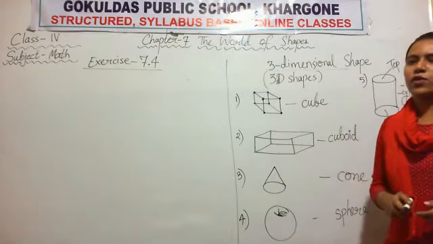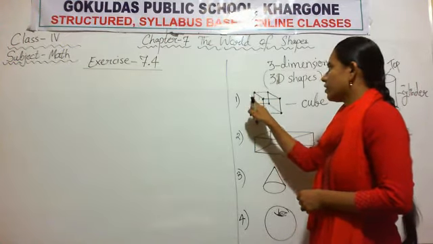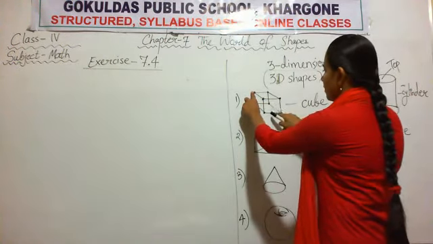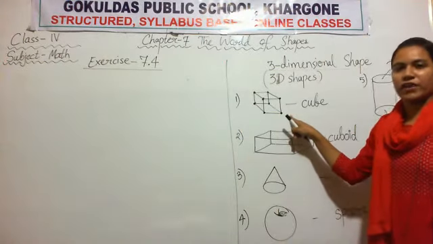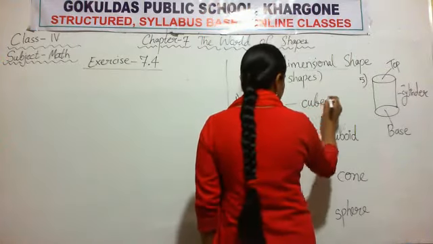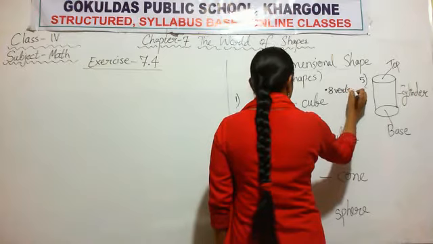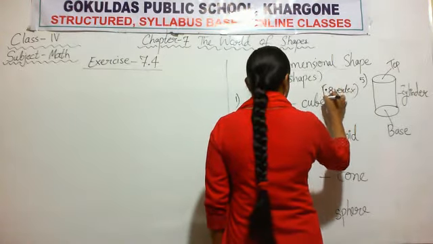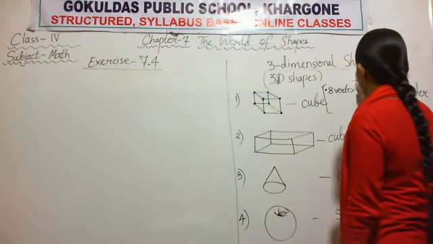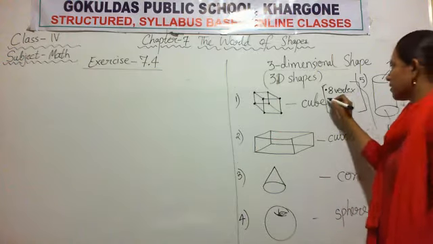So now count the number of vertices in the figure. 1, 2, 3, 4, 5, 6, 7, 8. How many vertices in a cube? 8 vertices. Cube has 8 vertices.